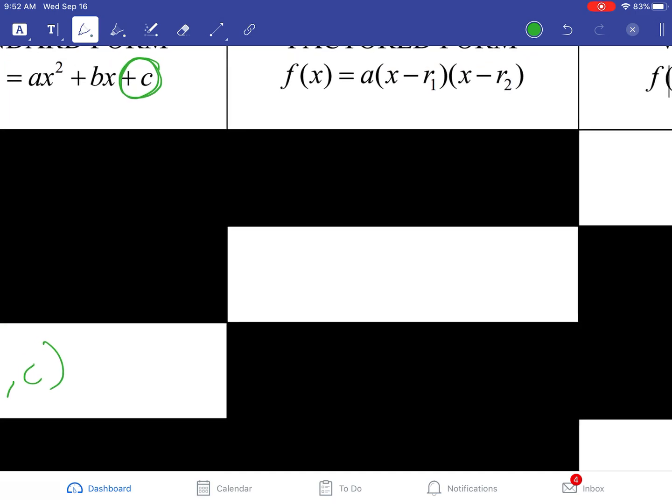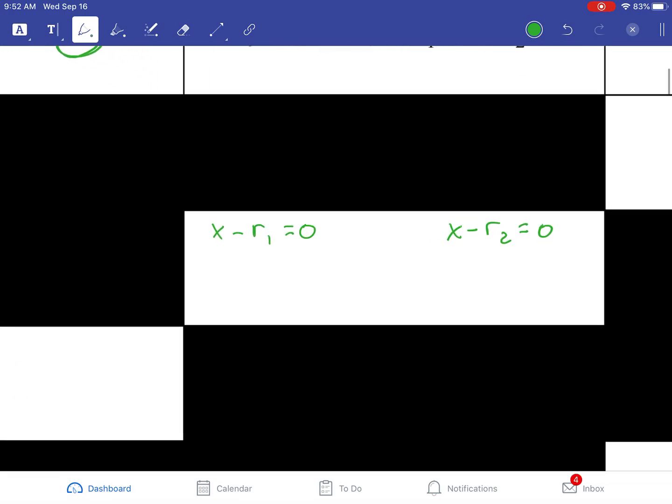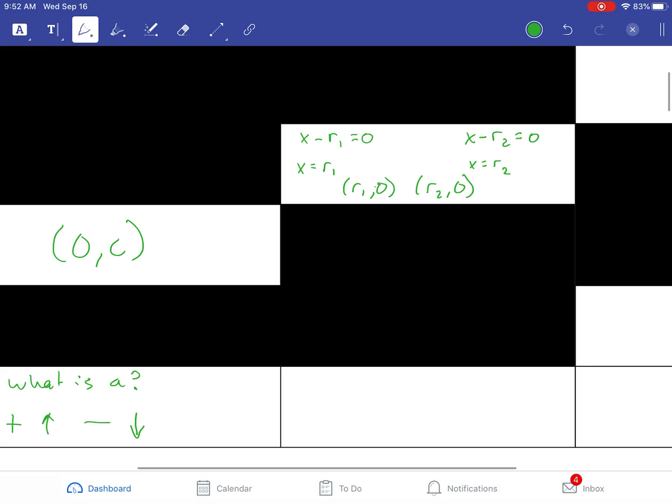So what we're going to do is take our factors, x minus r sub 1, and set it equal to 0, and x minus r sub 2, and again set it equal to 0. If we solve for both of these, we get x is equal to r sub 1, and x is equal to r sub 2. Those are going to be your x-intercepts, but they are points, so we want to write them as points: (r sub 1, 0) and (r sub 2, 0). For concavity, pretty simply again, what is a? If a is positive, the graph will go up. If a is negative, the graph will go down.